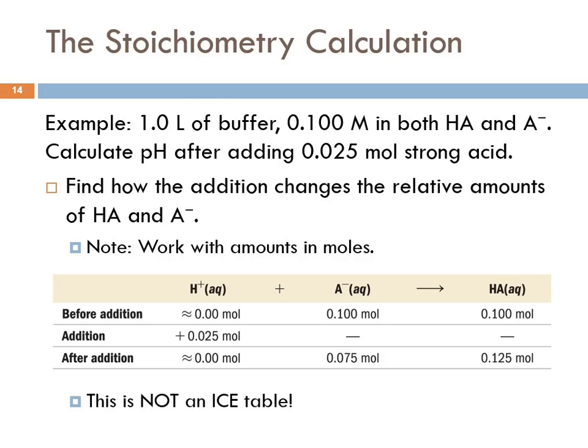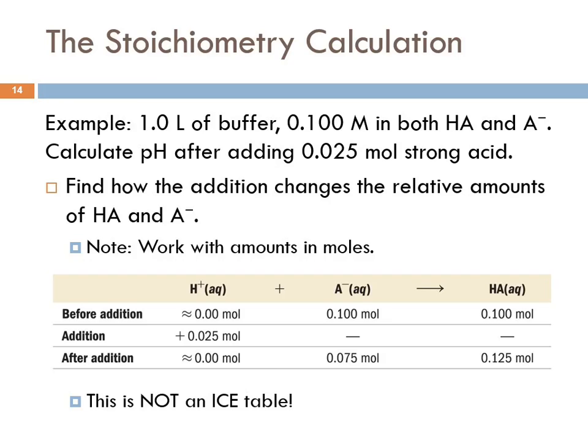So the little example we're going to do here is we're going to say we have 1 liter of buffer, and it's 0.10 molar in both the acid and the conjugate base. And we want to calculate the pH after adding 0.025 moles, not molarity, moles of strong acid. So the stoichiometry calculation, we're going to look at how does adding that strong acid change the HA and A- concentrations. So what we're going to do here is we're going to work with amounts in moles instead of moles per liter.